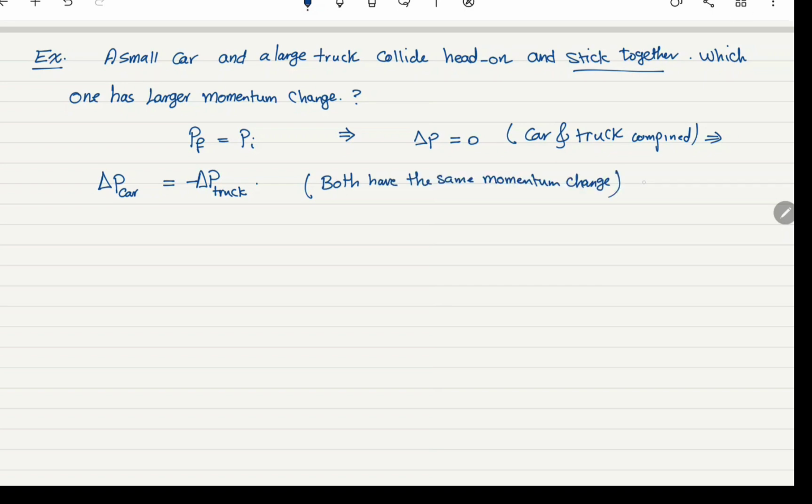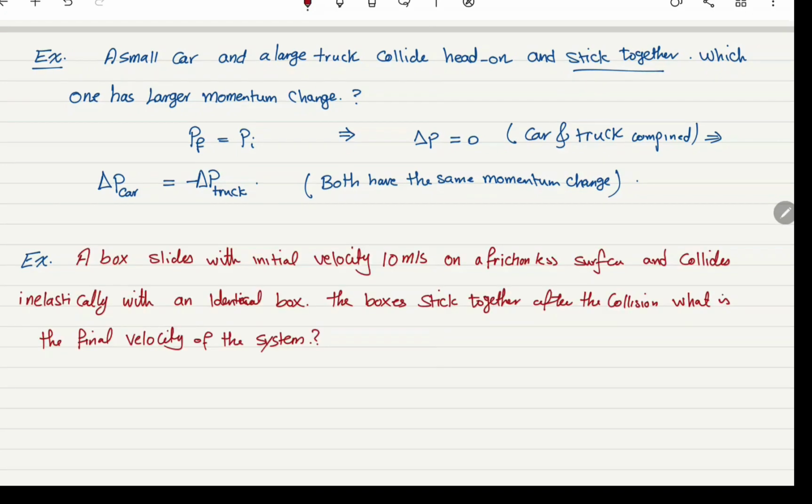Example: a box slides with an initial velocity of 10 meters per second on a frictionless surface and collides inelastically with an identical box. The boxes stick together after the collision. What is the final velocity of the system? Now, to answer this, momentum is conserved. Only momentum is conserved.